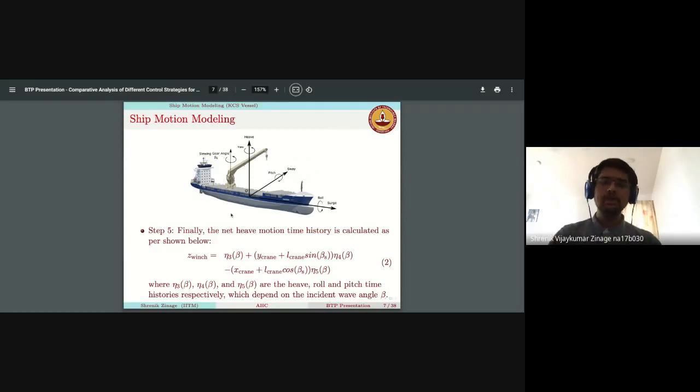So we have actually learned in one of the courses that the net Z at that location is given by the heave plus the net X times neta 5 minus the net Y times neta 4. So it's the same thing. Just see if you are placed at X crane, Y crane, the location of the crane, and the length of the crane being L crane, so the net Y would be Y crane plus L crane sine beta S.